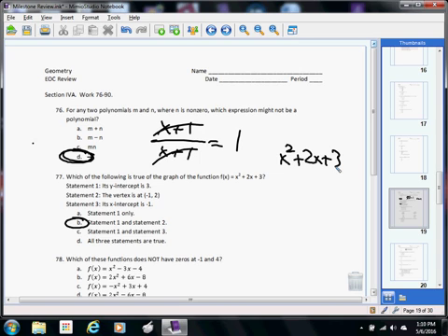Where did you learn that at? y equals mx plus b. What's that b sitting out there by itself? Same thing here. ax squared plus bx plus c. That number sitting out there by itself is the y-intercept. So statement 1 is true.